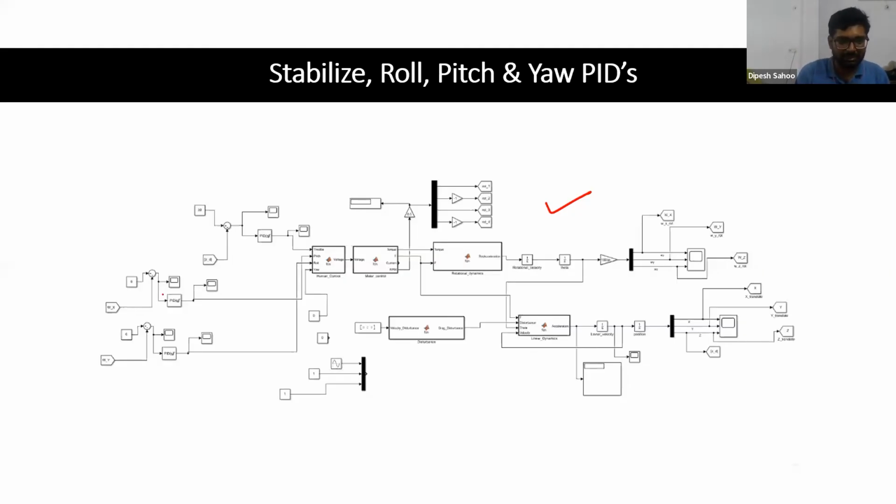You can see in here there are 3 PID controllers for roll. You can see this is for throttle, roll, pitch, and yaw. There is no yaw requirement, hence there is no PID controller for yaw.